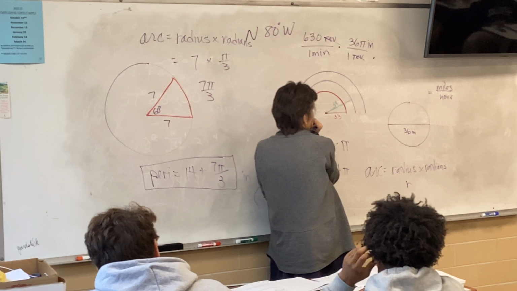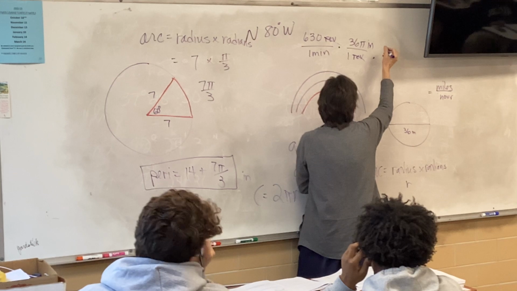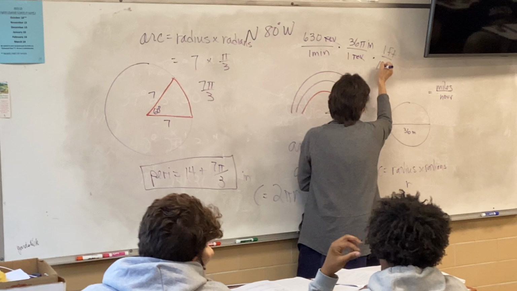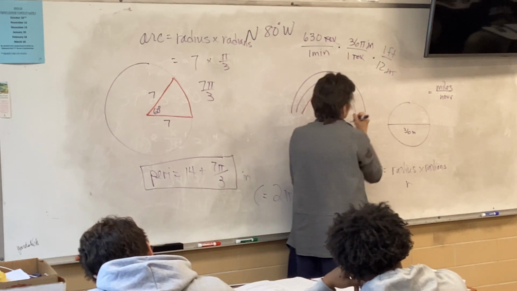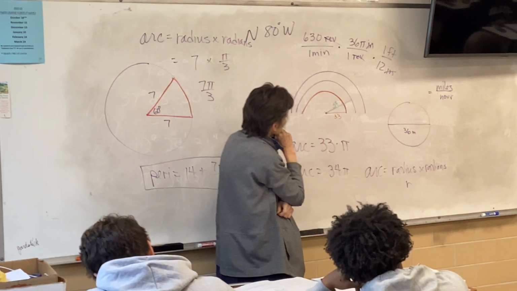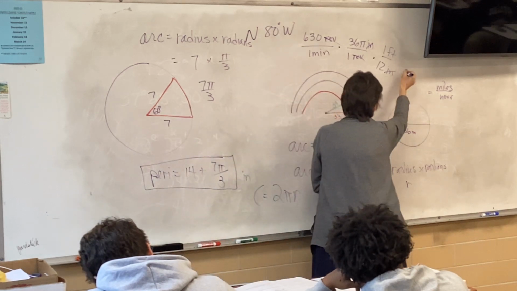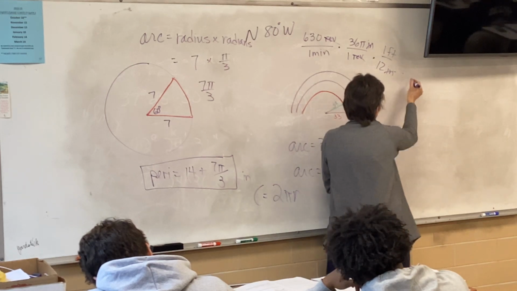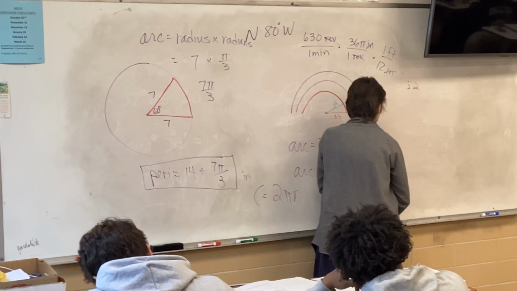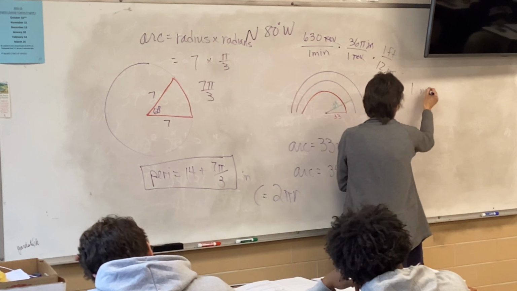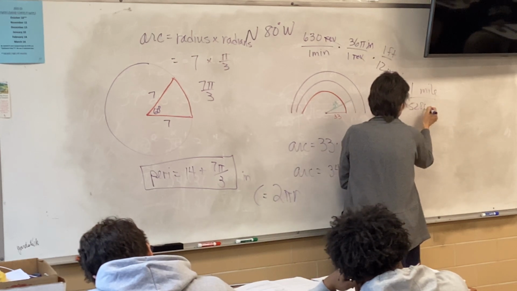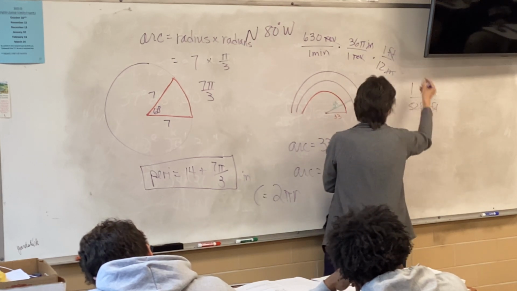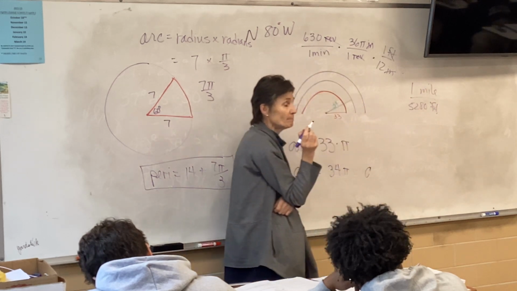Feet. 12 inches and 1 foot. I got 1 foot, 12 inches. And then 5,280. Wait, I need to go the other way. 1 mile is 5,280 feet. So let me get straight here. I got rid of inches, I got rid of feet. Now I have miles, I'm good.